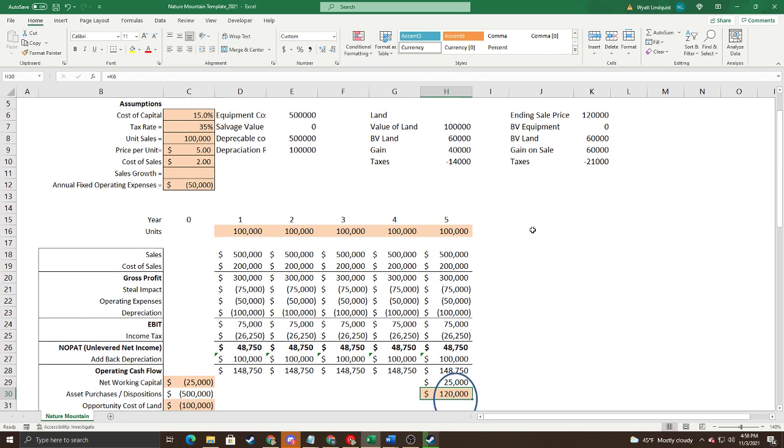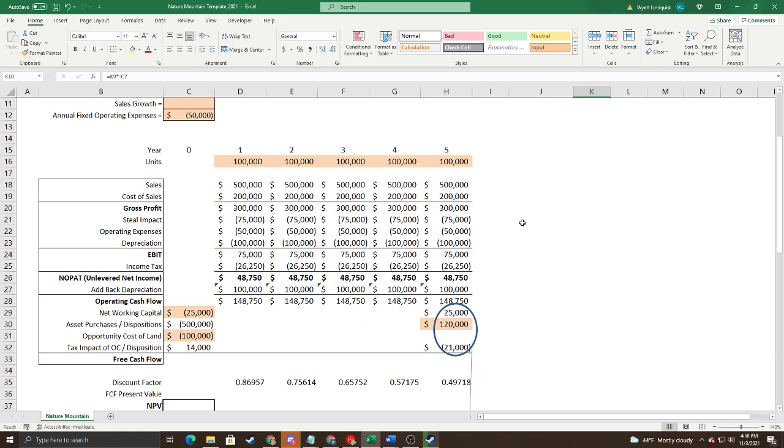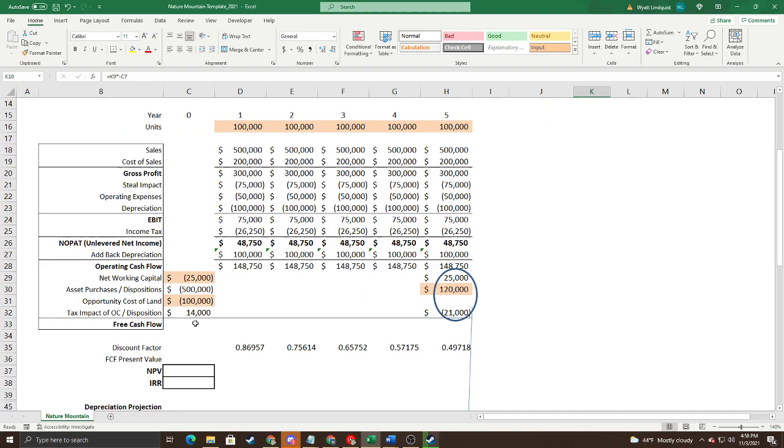So one mistake you might make is you might just do the tax rate times the ending sale price. However, that's not correct. You have to go to the gain on the sale. That's why we calculate it, and just take the 35% of that to get the amount you owe in taxes, and not the other way around.